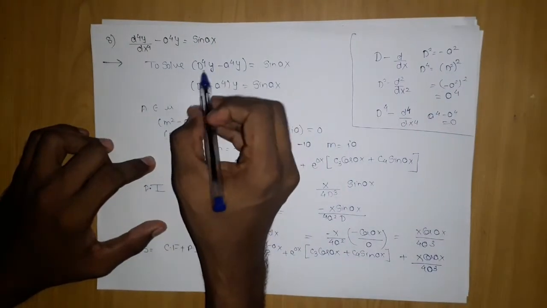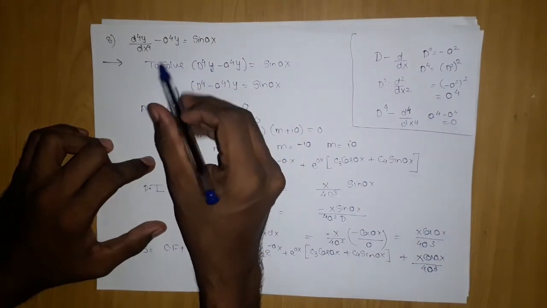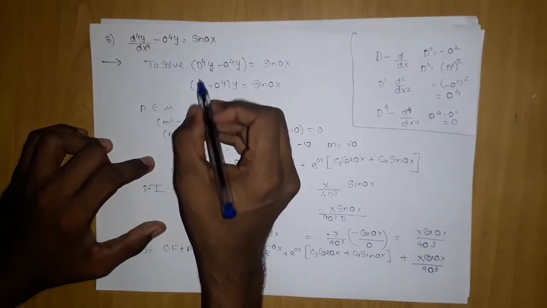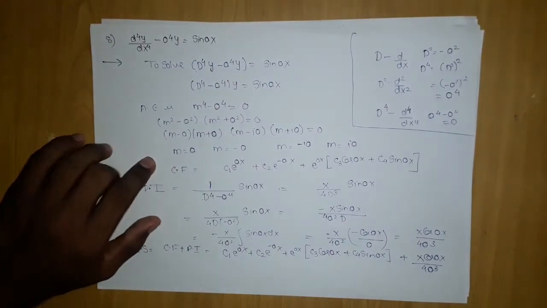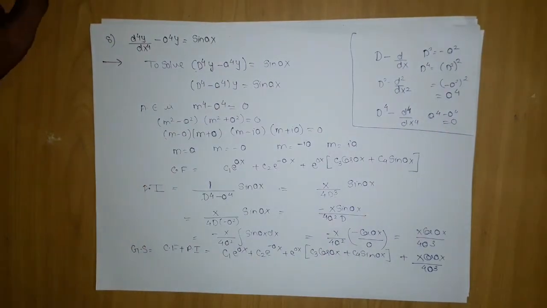Thus the tricky part was writing the d power 4 y by dx power 4 as d operator d power 4. Okay, that is the tricky part. If you are able to understand that thing, this question will be easily solvable by you. Now let's move on to the next question.